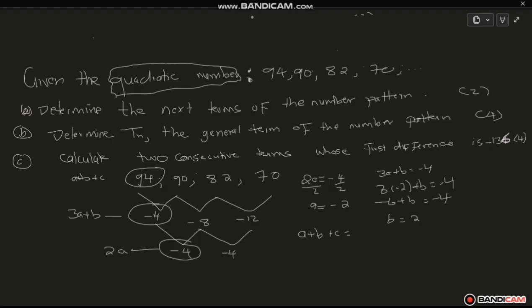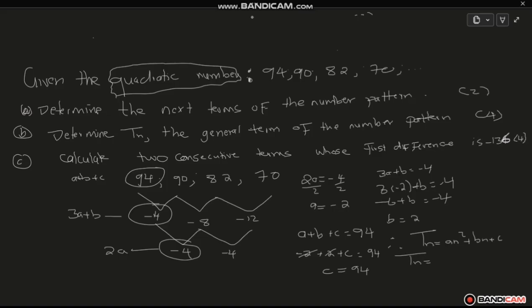Therefore, a plus b plus c equals 94. We do have 94 there, and we know that a is negative 2, b is 2, plus c equals 94. Then these two cancel. We're going to have c equal to 94. And we can actually look for the general term as Tn. Actually, I didn't do the first question, but it's fine. Tn equal to an squared plus bn plus c.